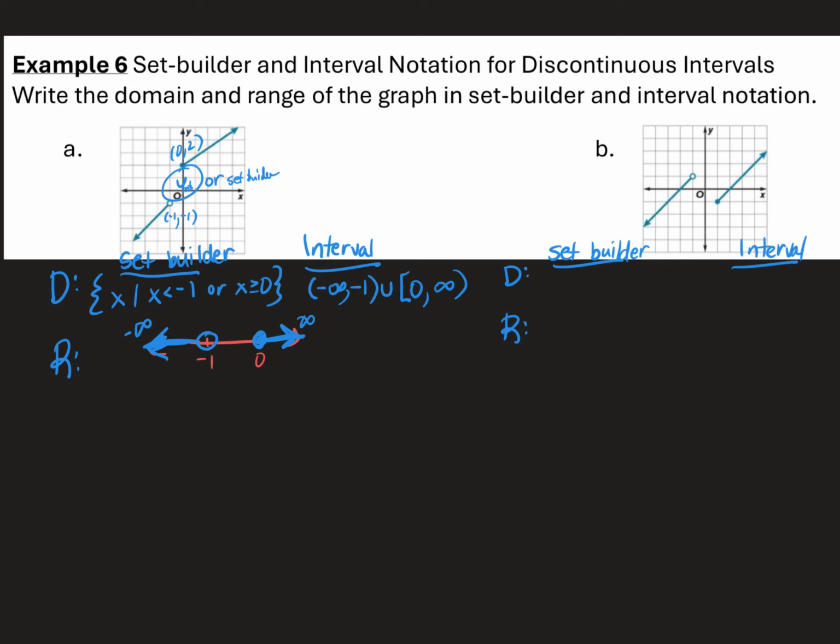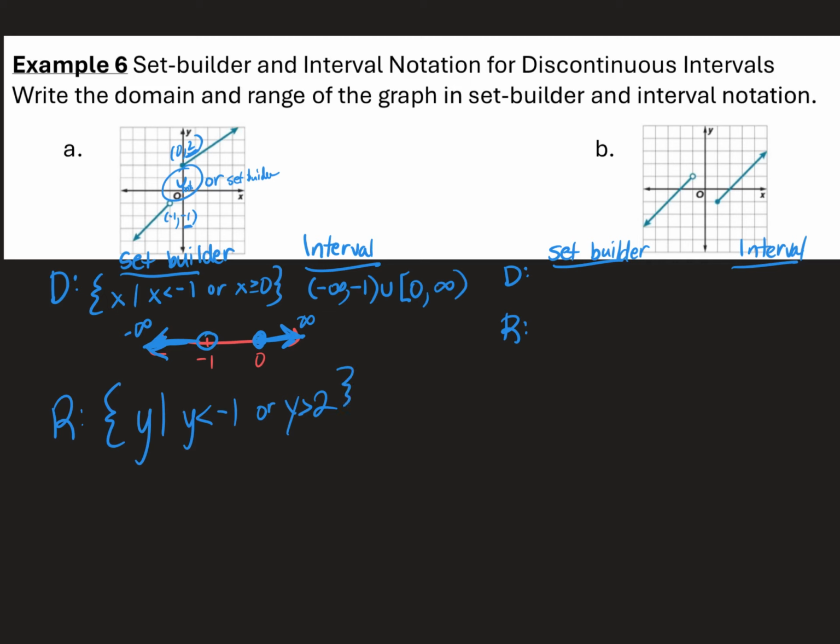Then for the range, I'm going to move my R down a little bit. For the range, it's going to be y such that y is less than -1, so -1 is that smallest y value, or y is greater than 2, because that's the y value on the second piece of that graph.